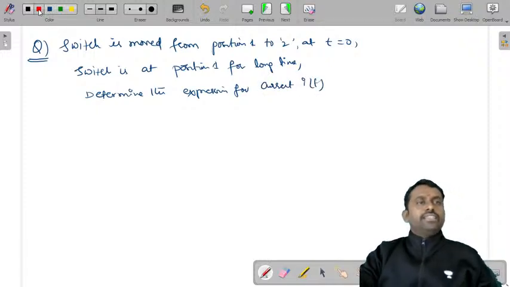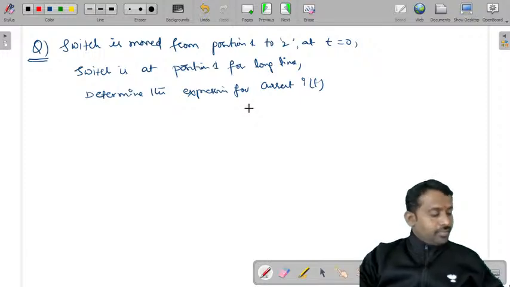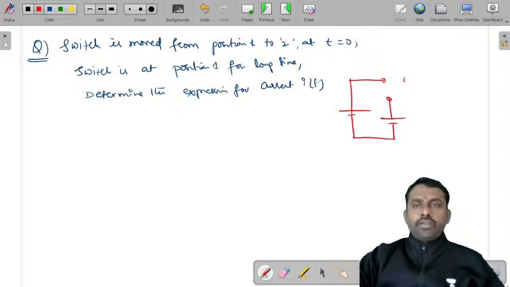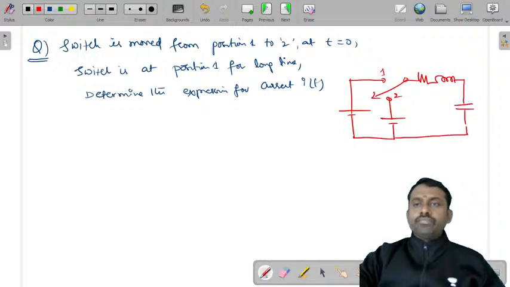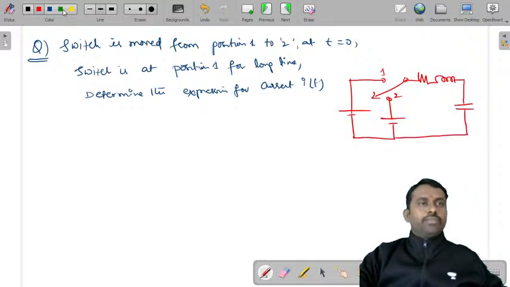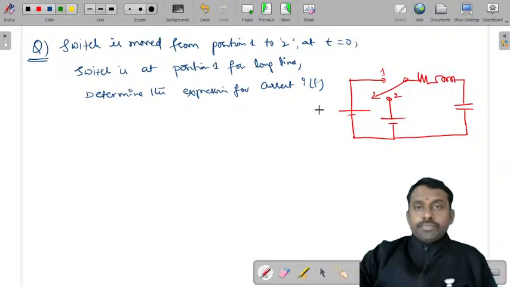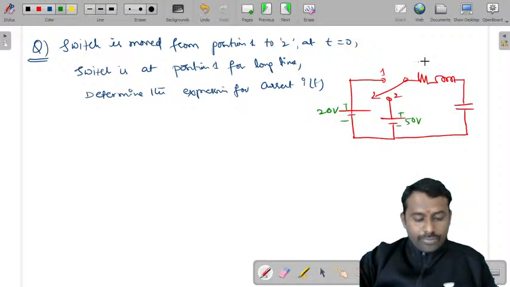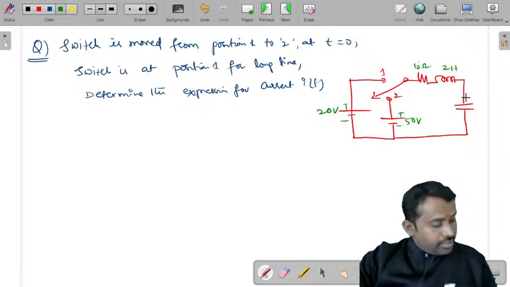So the circuit is given like this. Let's try to draw the circuit. You have a 20-volt source and there is a switch here. You have a 50-volt source. This is the switch. It is operated from 1 to 2. This is position one, this is position two. You have a resistor, inductor and a capacitor, and the values are 20 volts, 50 volts, resistor 10 ohms, inductor 2 Henry and capacitor 3 Farad.